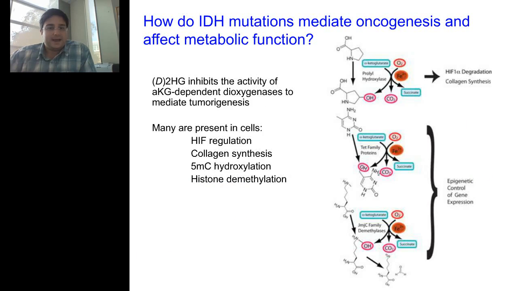So we wanted to ask, how does this impact cancer metabolism? Now, a lot of work has recently been done describing that this 2-HG molecule influences the activity of a number of different alpha-ketoglutarate-dependent dehydrogenases, and there are about 50 of these expressed in mammalian cells, and they execute a number of different functions ranging from hypoxia-inducible factor stabilization to histone and DNA demethylation.